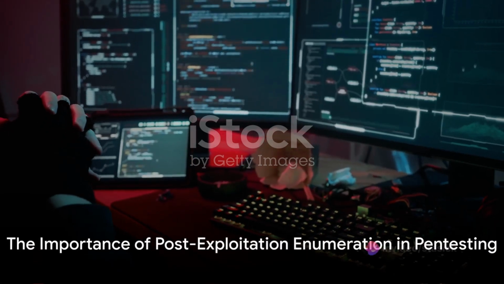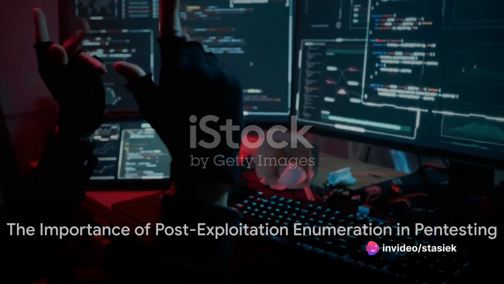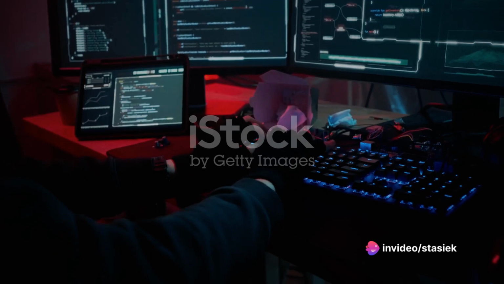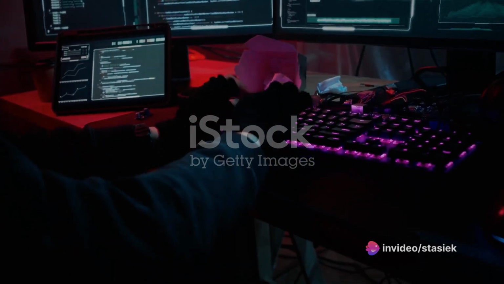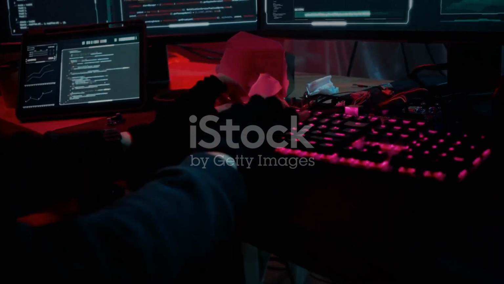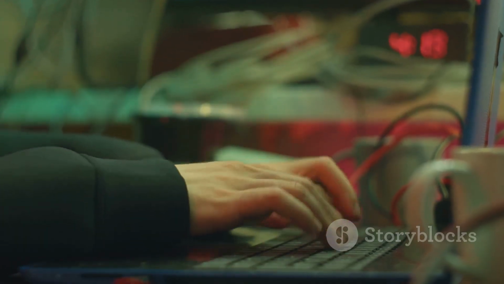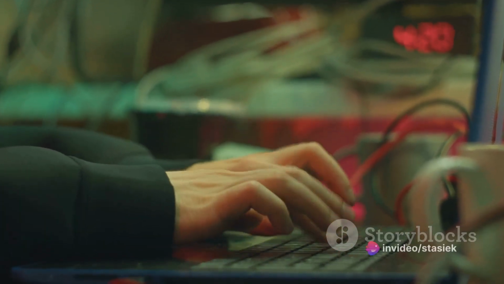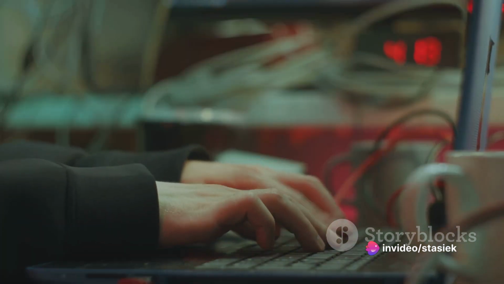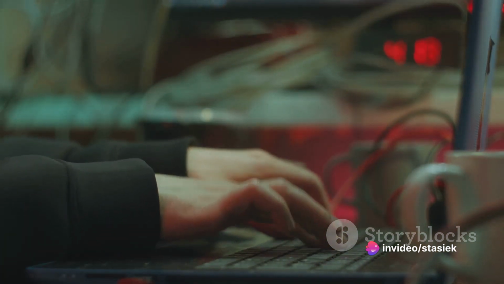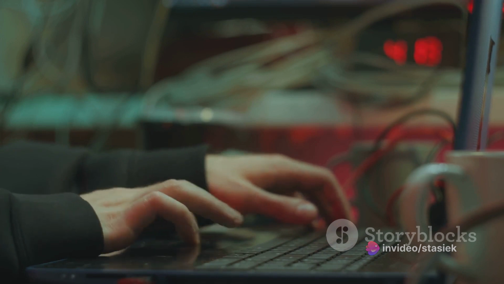Ever wondered why post-exploitation enumeration is crucial in pen testing? It's not just a routine step, but a cornerstone of the whole process that helps in digging out the valuable nuggets of information from systems that have been compromised. Imagine you're a detective investigating a crime scene. Post-exploitation enumeration is akin to piecing together the clues to understand the bigger picture.